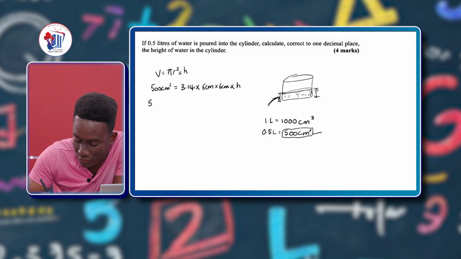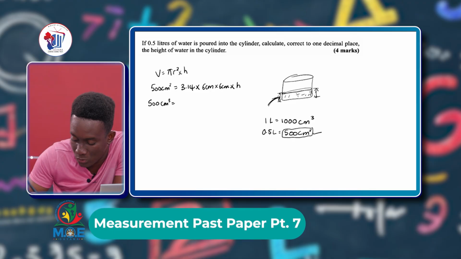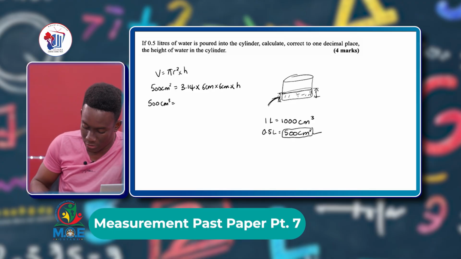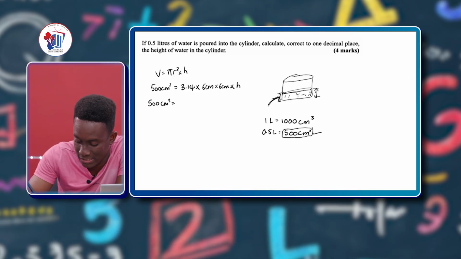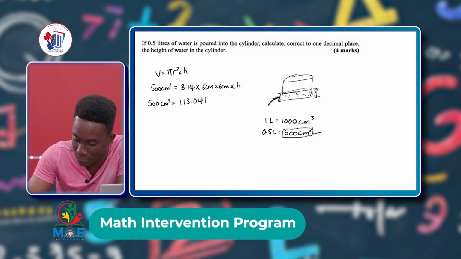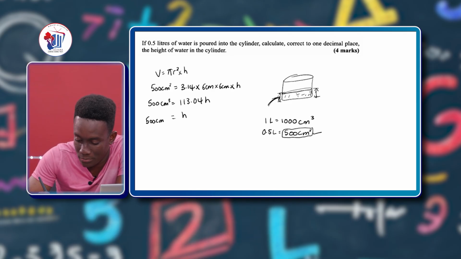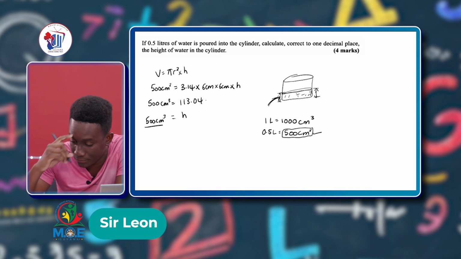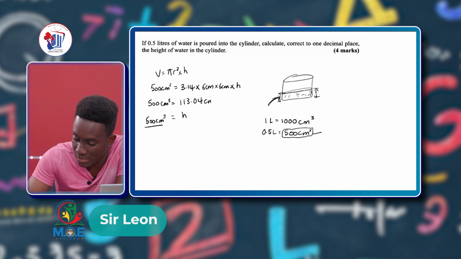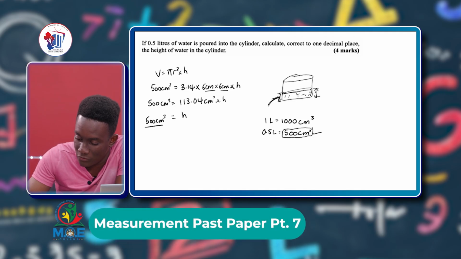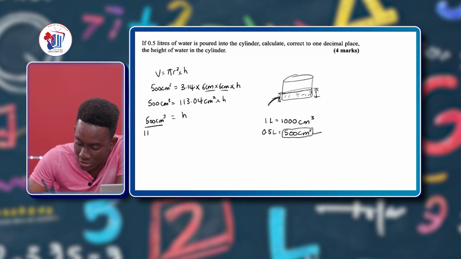So we work this out, so we'll have 500 cm cube is equal to 3.14 multiplied by 6 multiplied by 6, that would give us 113.04 times the height, h. So to find the height, it would be height is equal to 500 cm cube divided by 113.04 cm squared, because cm times cm. We take this over since it's multiplying the height.